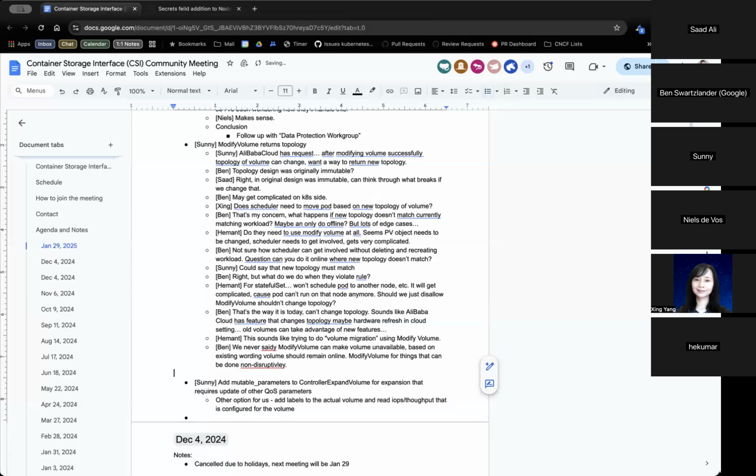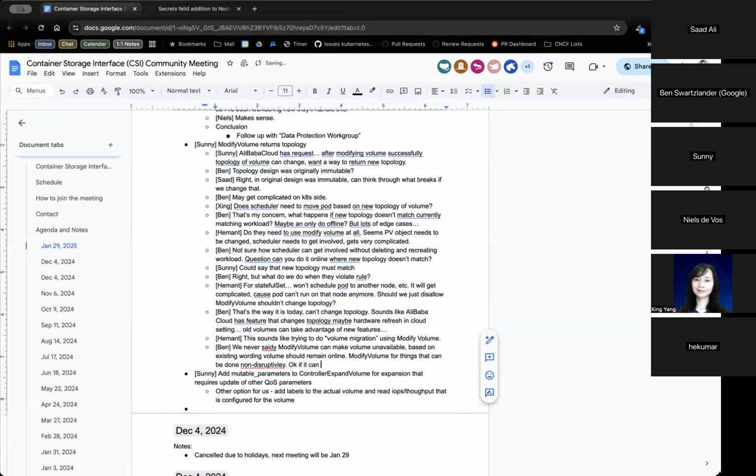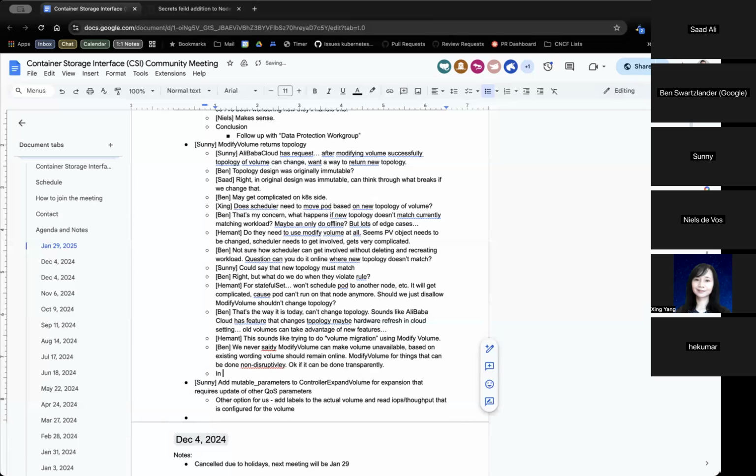In the vSphere case, volume migration doesn't result in a topology change. Even with a CNS volume migration, you cannot migrate between topologies. You can change the data stores, but it doesn't change the topology in which it was deployed.